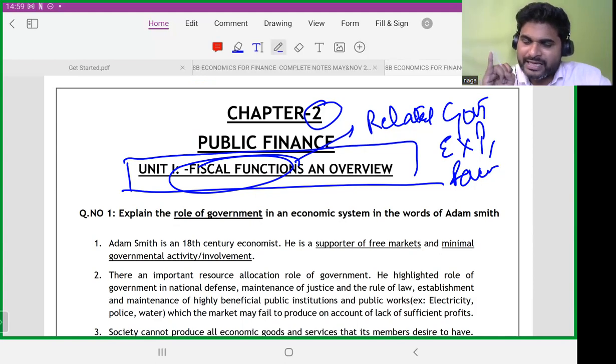In the resource allocation function, we took the example of vaccines, and essential commodities like onion, tomato, and medicines, wherein government has to intervene whenever there is imperfect competition in demand and supply, when there is monopoly. When these things are there, government has to intervene and correct them so that resource allocation can be done properly.